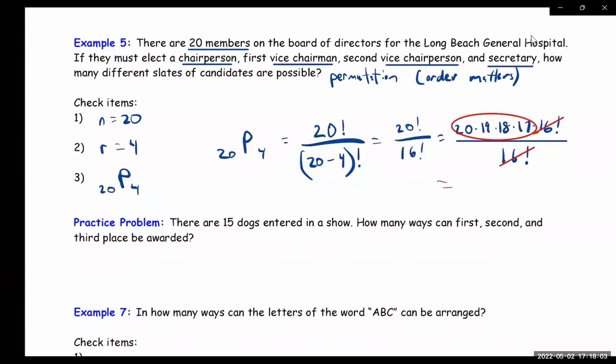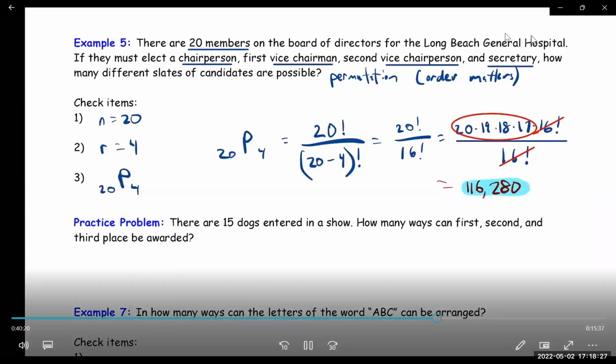So let's do that on our calculators. 20 times 19 times 18 times 17 is, wow, 116,280 different ways that you can select 4 people out of 20 when the order does matter. So it's a lot of different combinations or permutations, I should say. All right, this is a good time for a break.